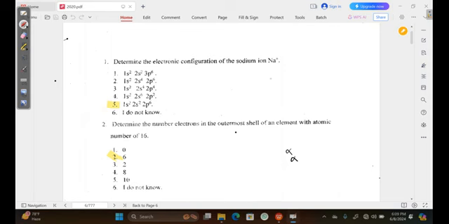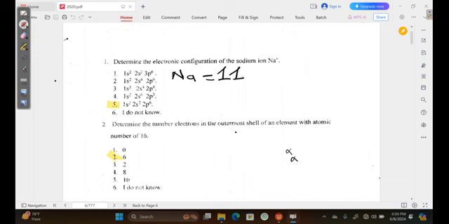Question 1 says, determine the electronic configuration of the sodium ion. So what do we need to answer this question? First of all, we need to check on the atomic number of sodium from our periodic tables. So our atomic number is actually 11.